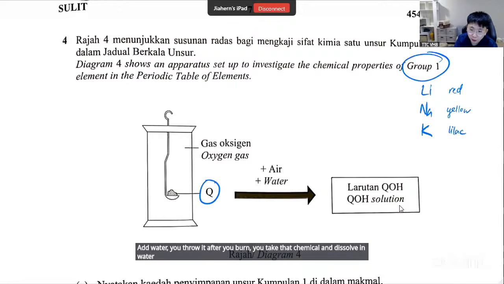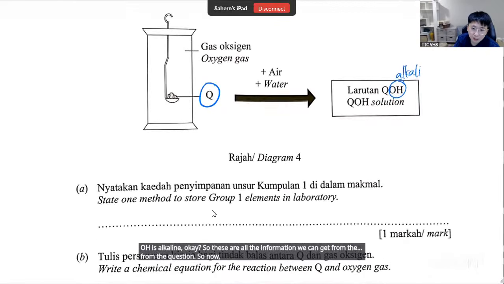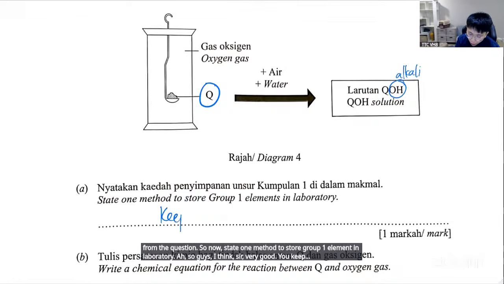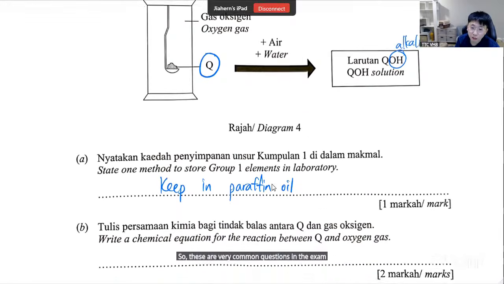You get a QOH solution, and OH is what? OH is alkaline. Okay, so these are all the information we can get from the question. Now, state one method to store a group 1 element in the laboratory. I think this one is very good: you store it in an oil called paraffin oil. Correct. This is a very common question in the exam. Hopefully you all can score if it comes out.